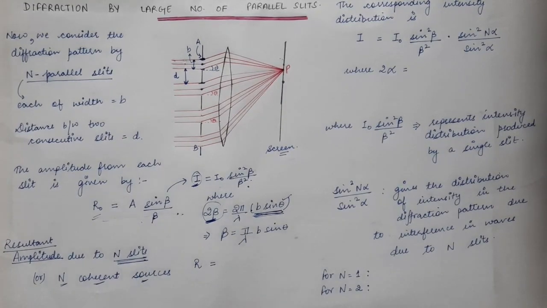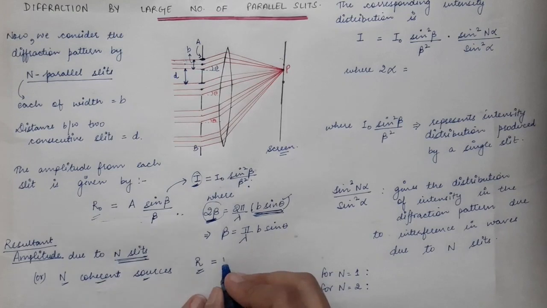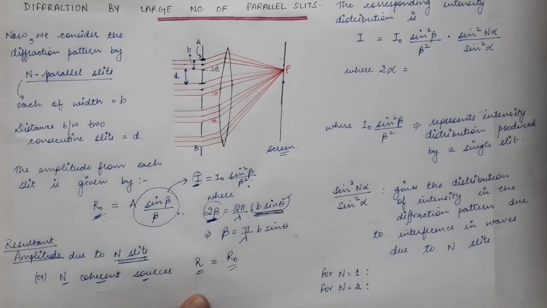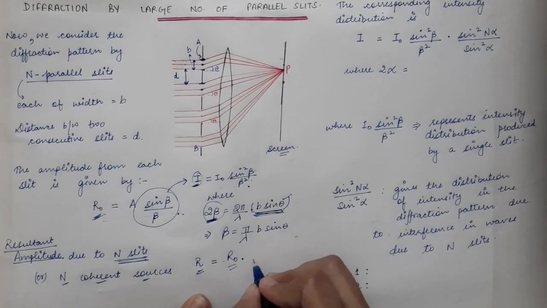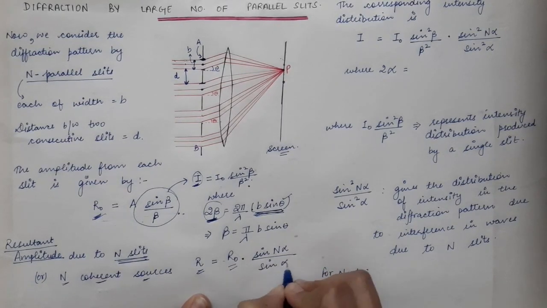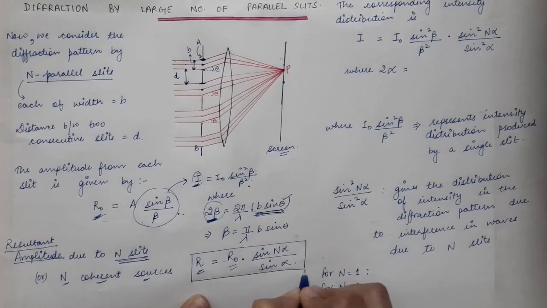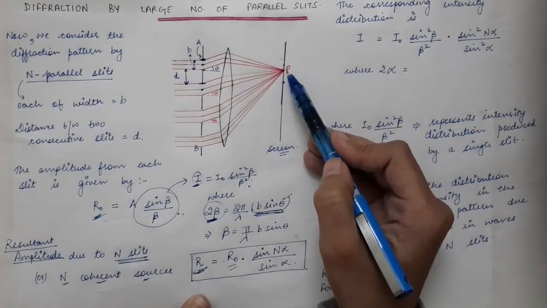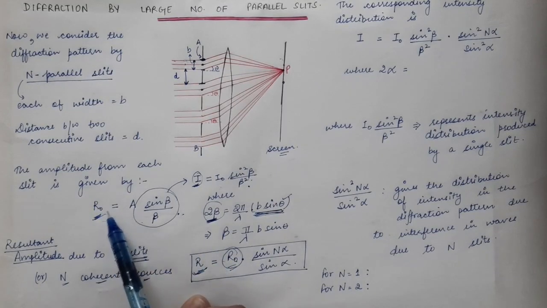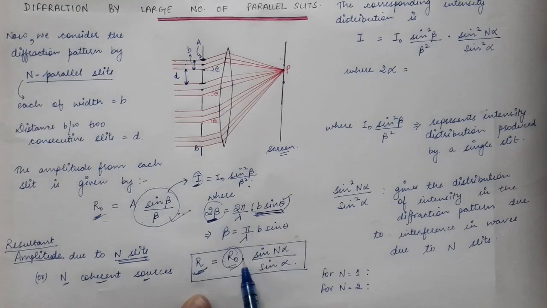When you do its derivation, you will see that the resultant amplitude due to n slits comes out to be equal to R0, which is the amplitude due to diffraction at a single slit, into a factor given by sine n alpha divided by sine alpha. So you have to remember this formula: the resultant amplitude at point P due to n parallel slits is equal to R0, the amplitude due to the diffraction at a single slit, into this factor sine n alpha divided by sine alpha.